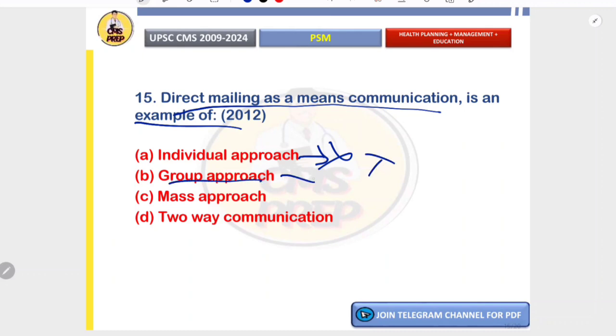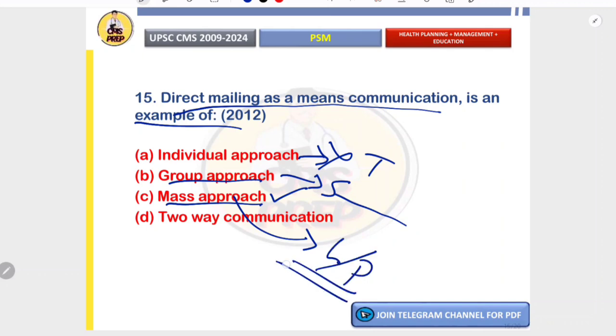Group approach requires a small group session. Mass approach, yes, it is the correct answer. Though email reaches individually, direct mailing is used to target a large audience or large population, so it is grouped under mass approach in health education. Two-way communication, direct mail is usually one way unless feedback is actively taken. So the correct answer is option C, mass approach.